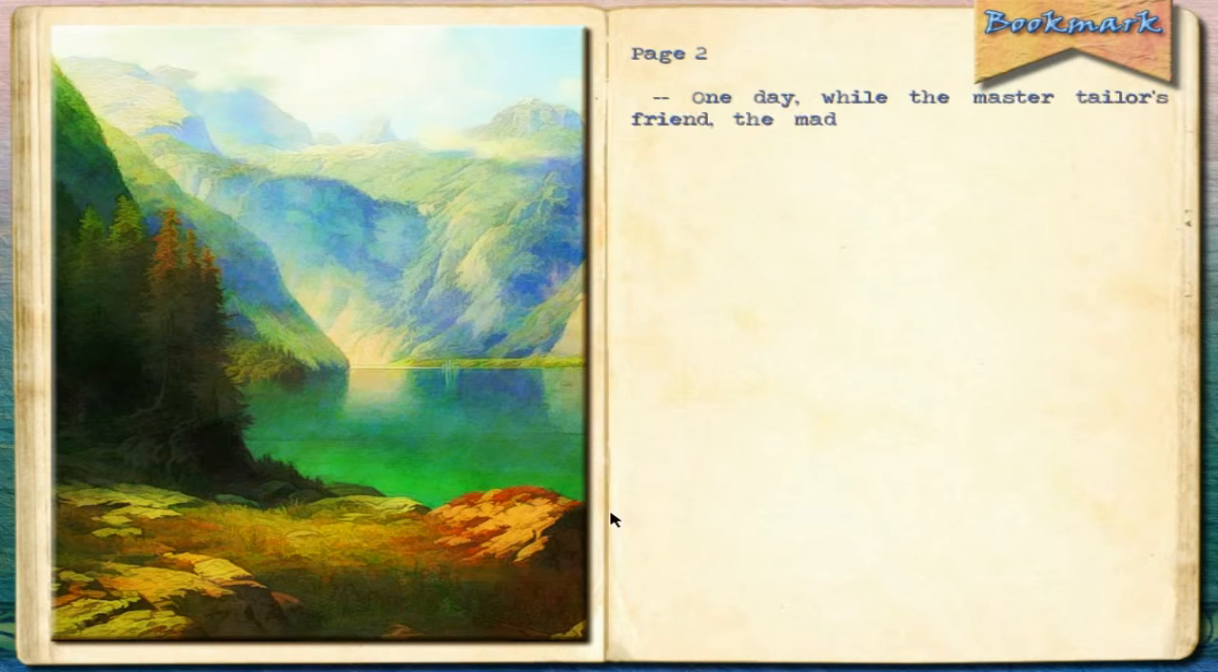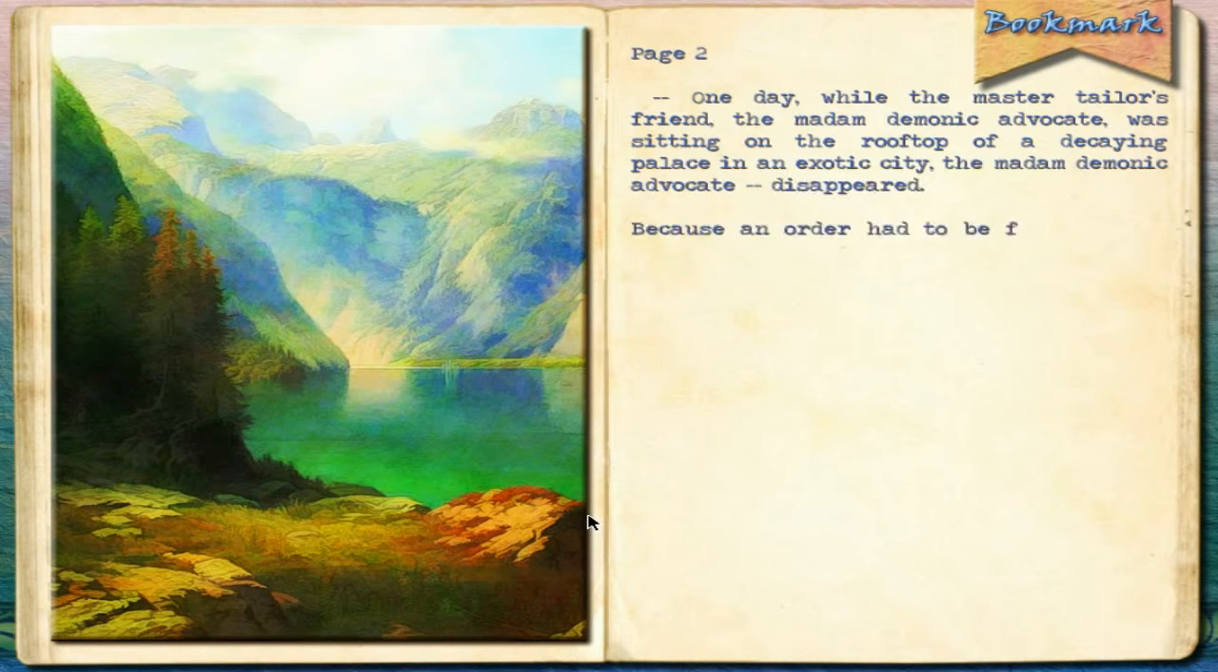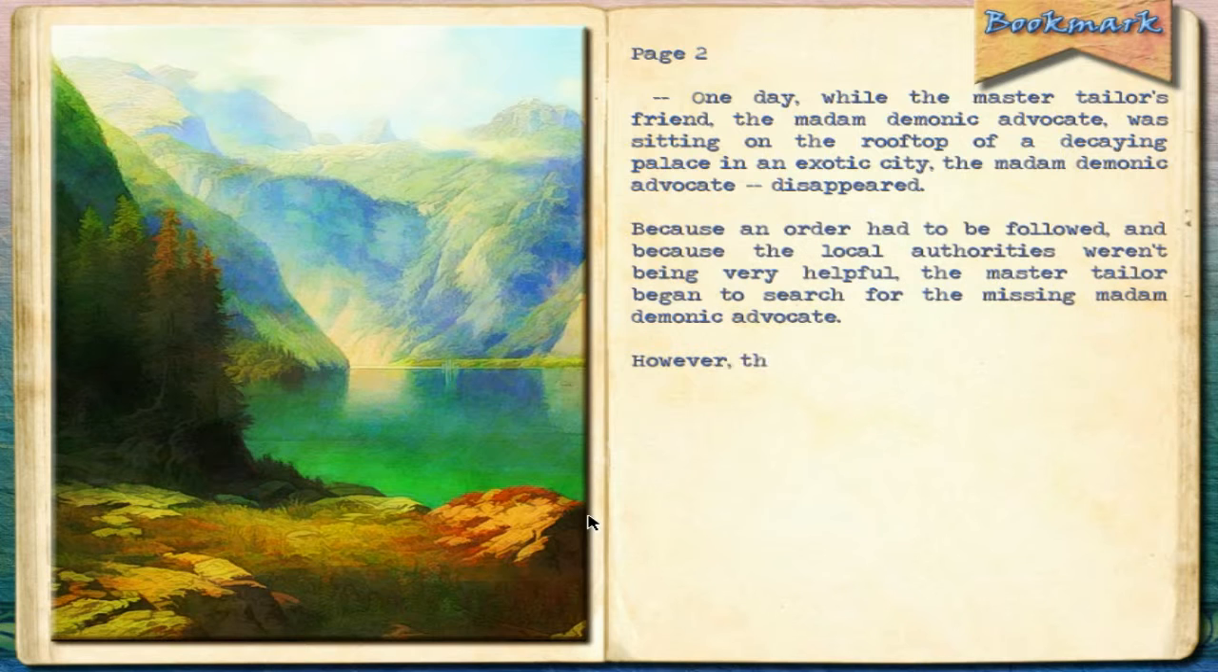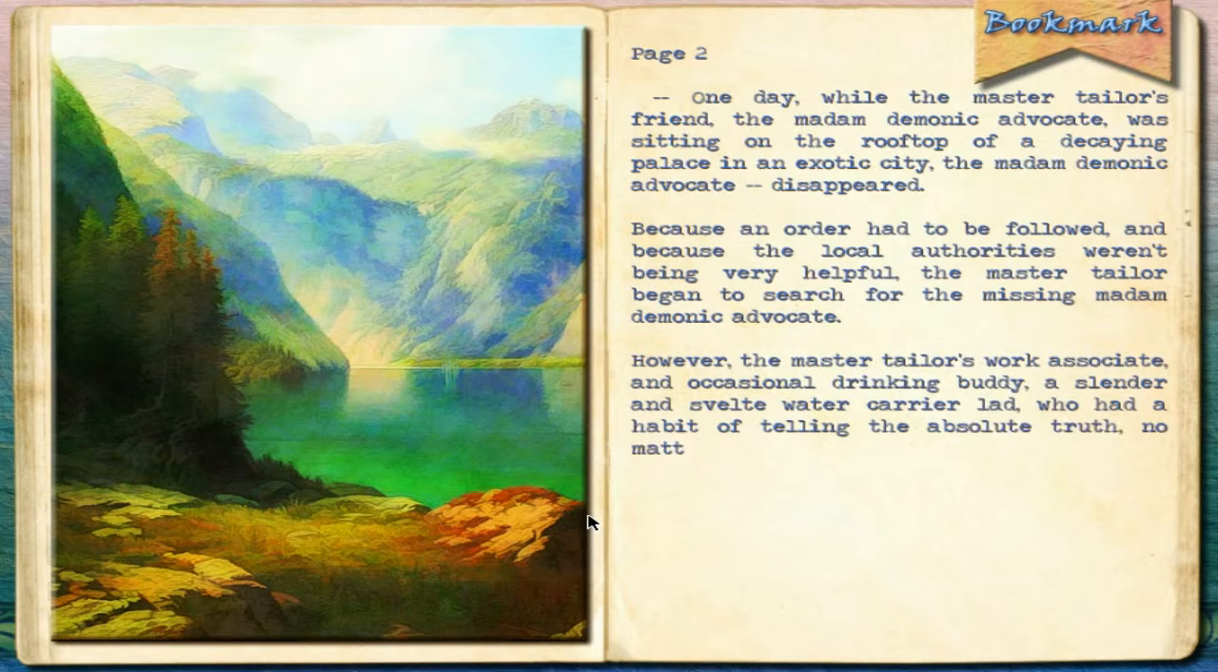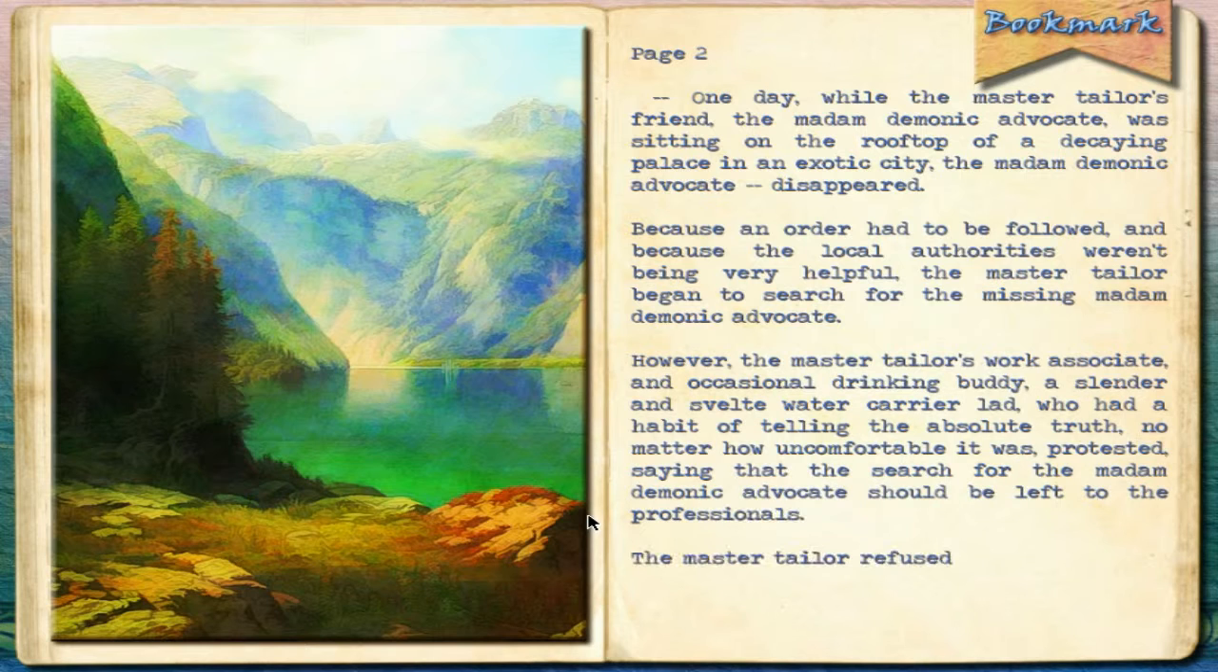One day, while the Master Tailor's friend, the madam demonic advocate, was sitting on the rooftop of a decaying palace in the exotic city, the Madam Demonic Advocate disappeared. Because an order had to be followed, and because the local authorities weren't being very helpful, the Master Tailor began to search for the missing Madam Demonic Advocate.